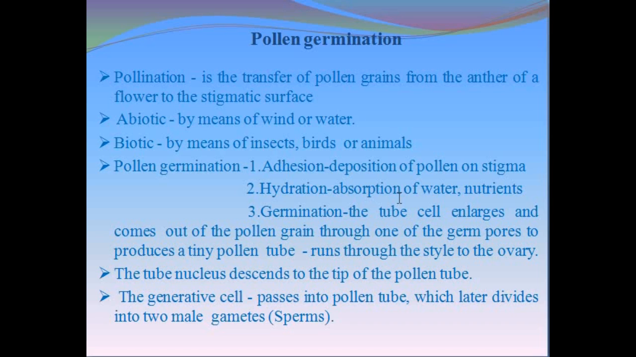By this process, the pollen grain will increase in its size, and it is followed by the third step, that is the germination of the pollen grain, where the tube cell enlarges and comes out of the pollen grain through one of the germ pores to produce a tiny pollen tube, which runs through the style till it reaches the ovary. After that, the tube nucleus descends to the tip of the pollen tube, followed by the generative cell, which passes into the pollen tube, which later divides and forms two male gametes, which are otherwise known as the sperms.